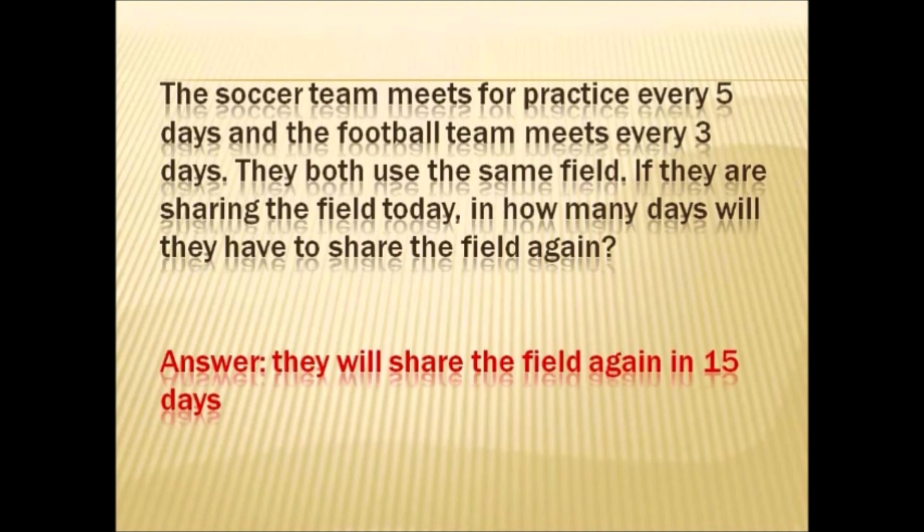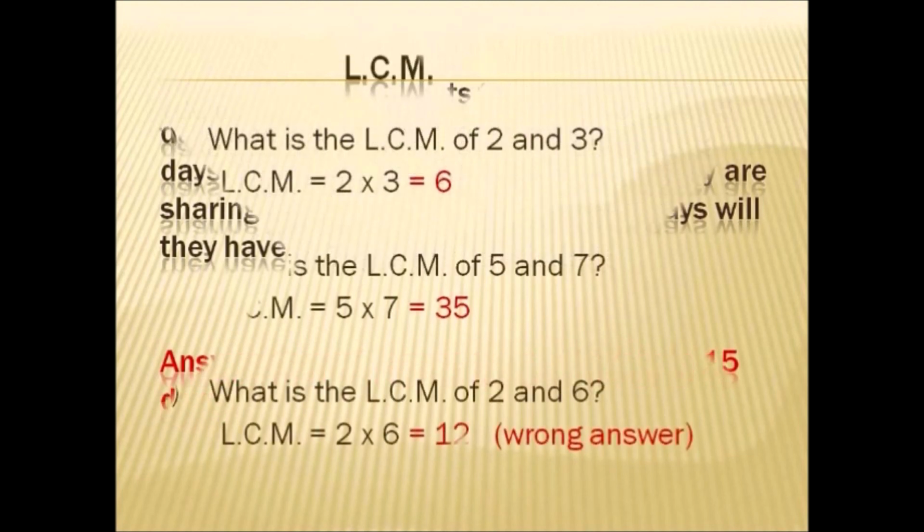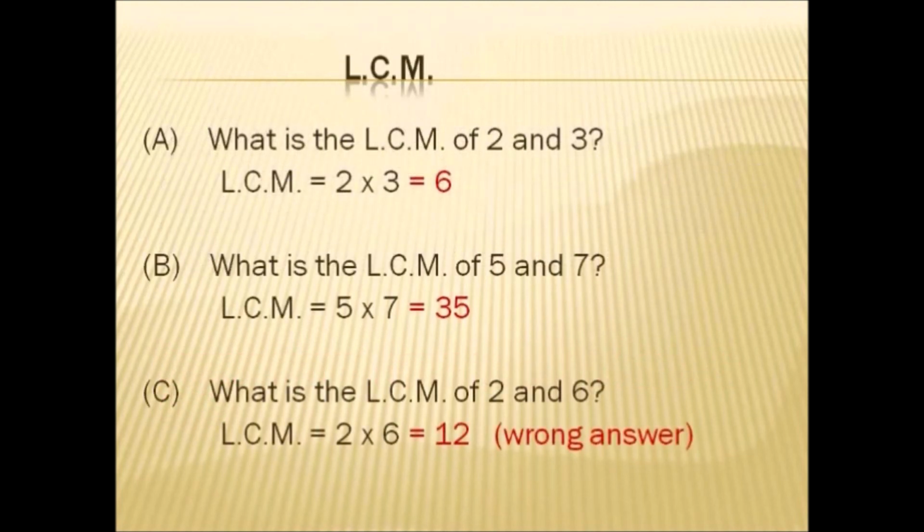Remember, the LCM would be the lowest number both numbers can go into without a remainder. A, what is the LCM of 2 and 3? 2 and 3 are prime numbers, so you just multiply. LCM is 2 times 3, which gets 6. B, what is the LCM of 5 and 7? Are they prime numbers? Yes, so just multiply them. LCM is equal to 5 times 7, 35.